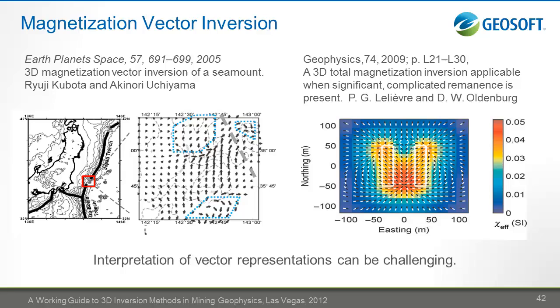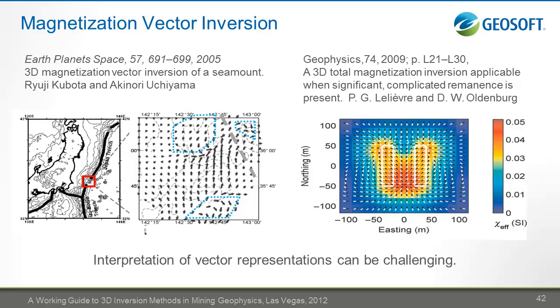Of course, we are not the first workers to work with the magnetization vector, trying to invert it. Back in 2005, there's an example from an area over the Japanese Trench where the authors have used magnetization vector inversion to try and map out different geologic domains, and they've been successful in doing that here. There's also work in 2009 by Peter Lelever and Doug Oldenburg on using this type of inversion when significant and complicated remanence is present, and you can see an example of their results here.